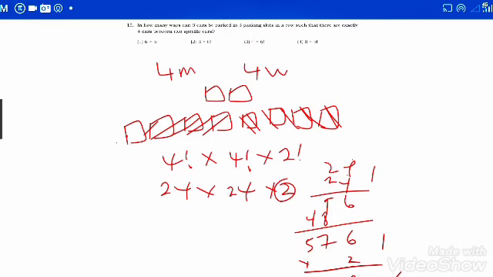Now because they must sit together, it looks as if we have just 2 bunches, so that's 2 ways. Arranging the 4 men, that's 4 ways. Arranging the 4 women, that's another 4 ways.